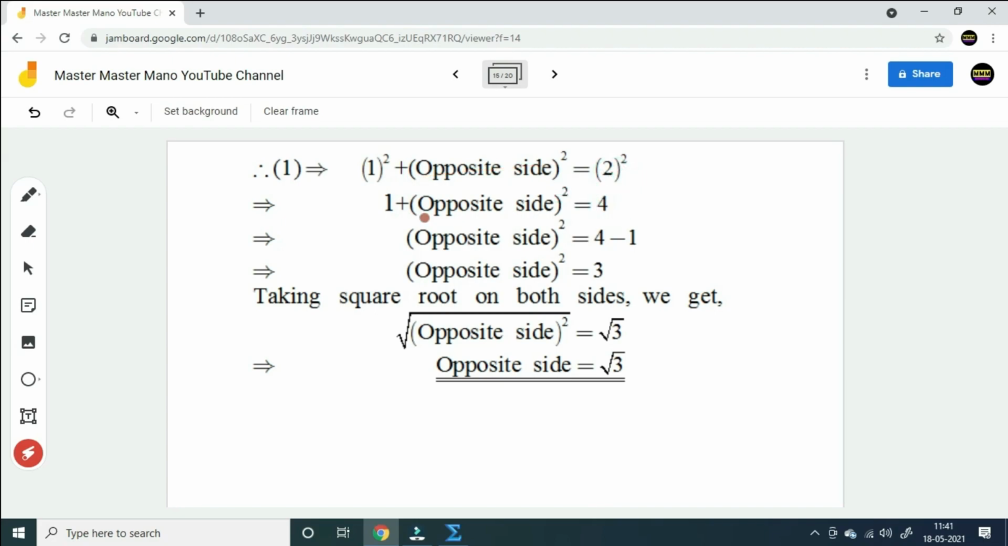4. Now on the left hand side we have opposite side square, and on the right hand side we have 4. When this plus 1 goes to the right hand side of the equation, it will be minus 1. Now the left hand side is opposite side square equal to 4 minus 1, which will be 3. Taking square root on both sides, we get root of opposite side square equal to root of 3. When root of opposite side square comes out, it will be opposite side equal to root 3. Hence, we have found the length of the opposite side by using Pythagoras theorem.